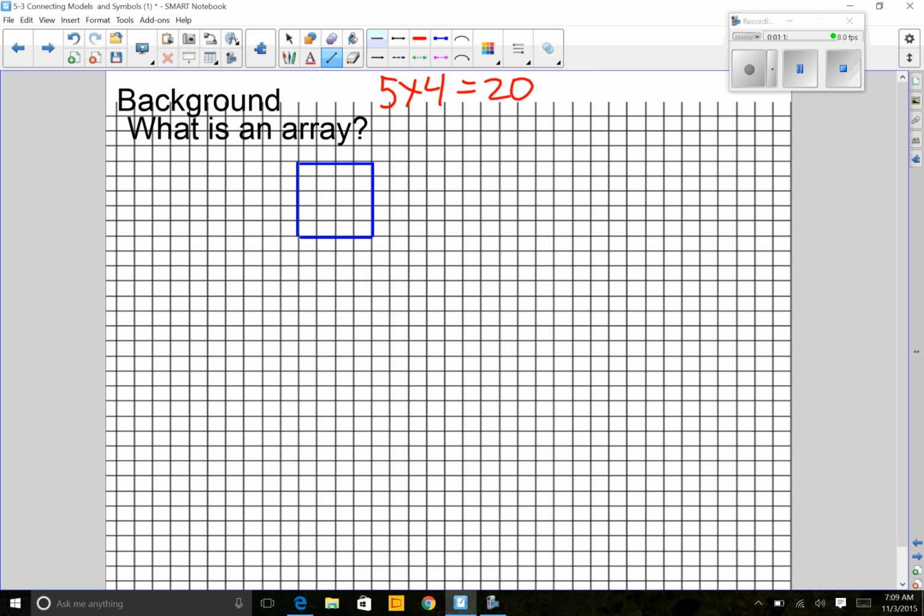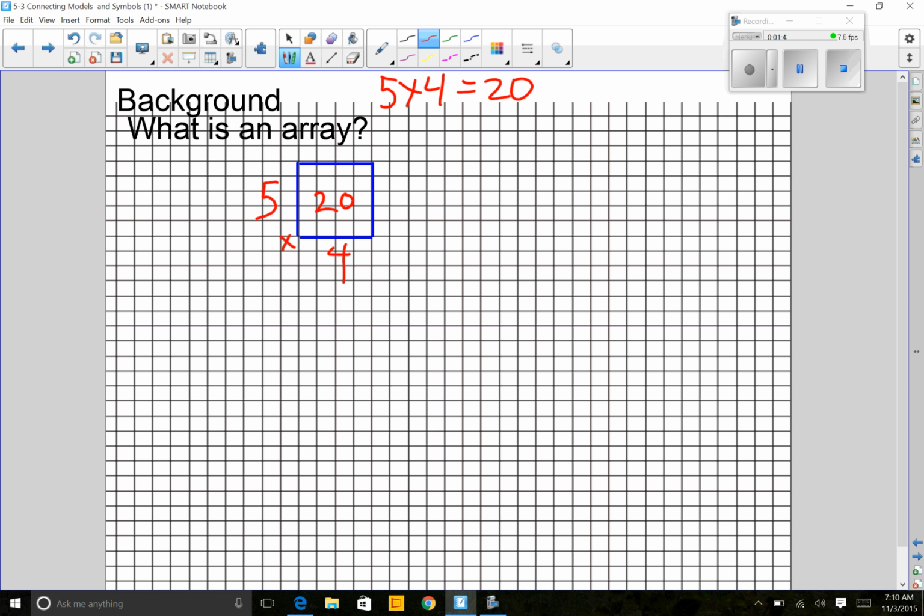So I would have a 5 by 4 array. So 5 going here, 4 going this way, and then I should have 20 squares in here, right? 1, 2, 3, 4, 5, 6, 7, 8, 9, 10, 11, 12, 13, 14, 15, 16, 17, 18, 19, 20. So we have a 5 by 4 array with 20 in the center.